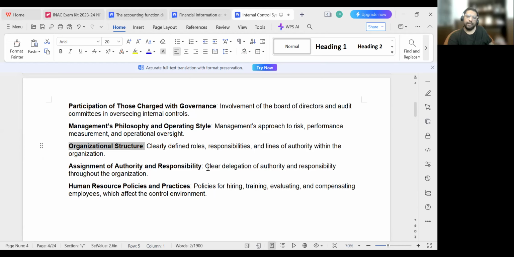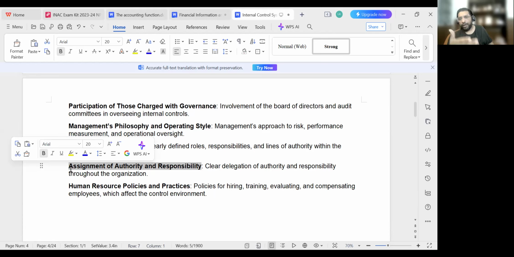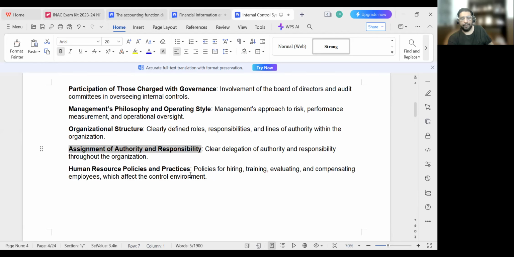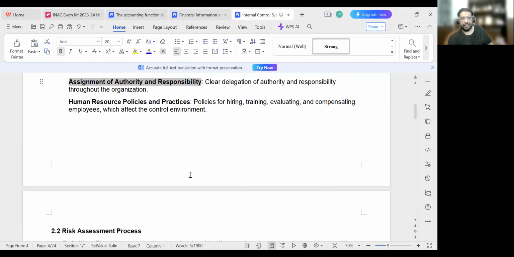Then we have assignment of authority and responsibility. When you are giving someone authority, they have responsibility, right? Authority is the power, responsibility is your inner voice, how committed you are towards completing your job. And then you have accountability as well. Okay. So how much importance is given to authority, responsibility, and accountability? And then your HR policies, like how your HR is treating the employees and everything.